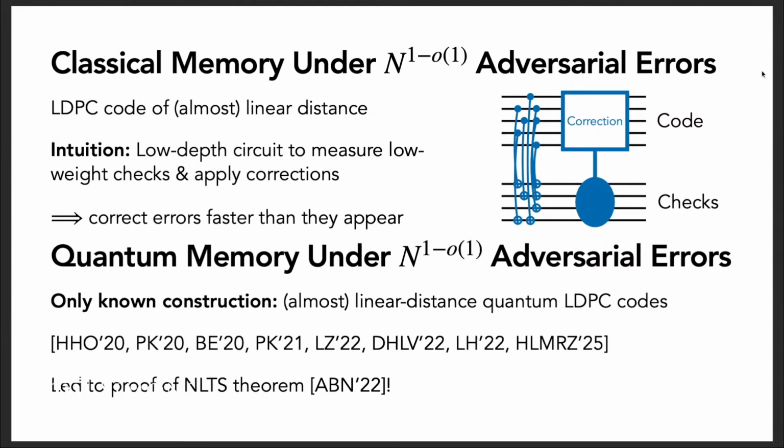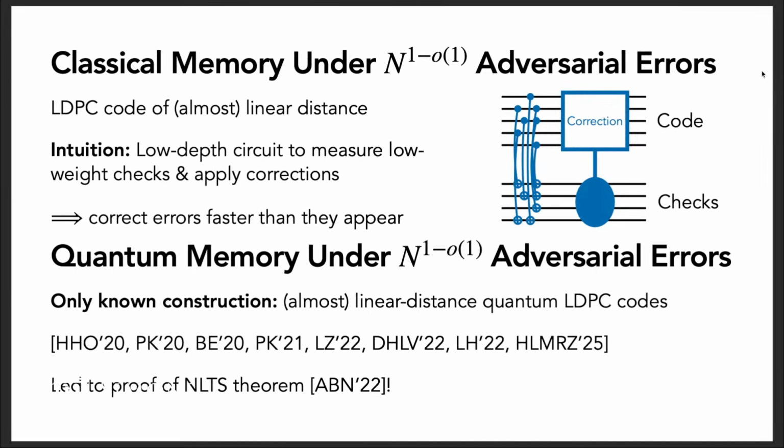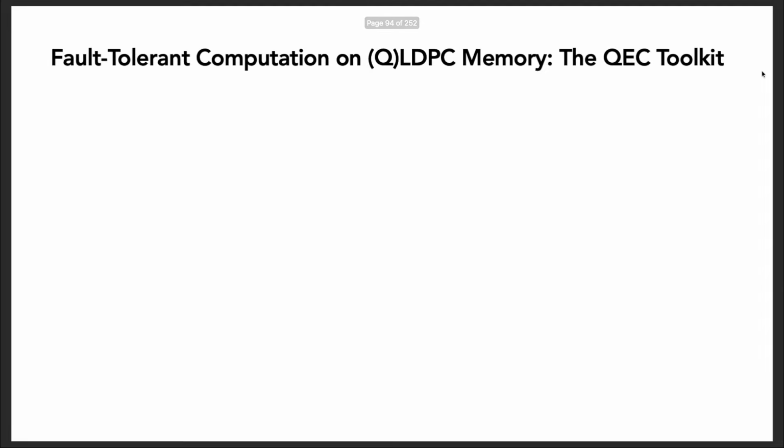Actually, the reason that people really want to construct these quantum LDPC codes was precisely because they give a quantum memory, as far as I understand, a quantum memory that's robust to a linear number of adversarial errors. So we have our memory. Now how do we do computation on it?